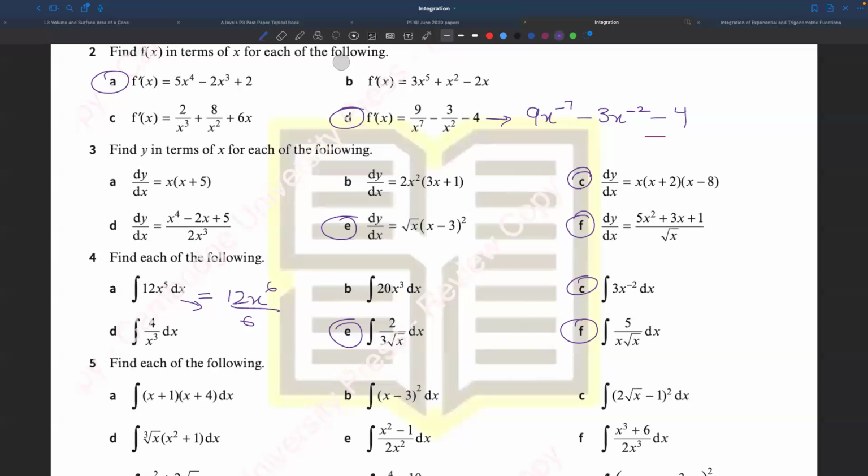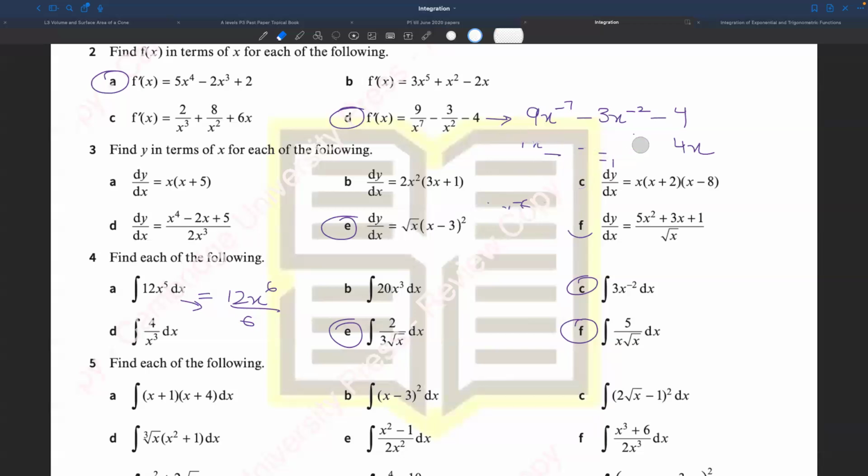Okay. Then, how do we integrate? We increase the power by 1, so this will become minus 6, right? Minus 6 upon minus 6. This will become minus 1, so divide by minus 1, and this will become 4x. So this will become 3 upon 2. So minus 3 upon 2 x power minus 6, plus 3 x power minus 1, and minus 4x. Right, Subhan? Clear?